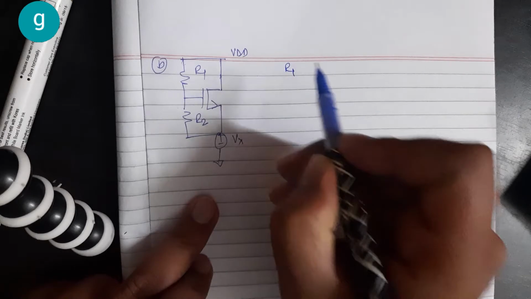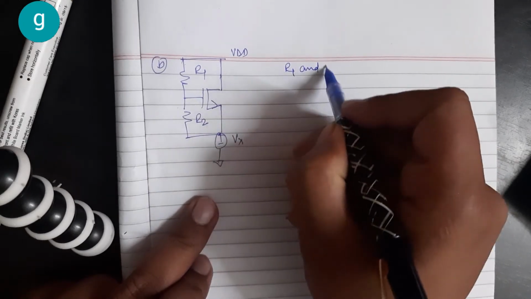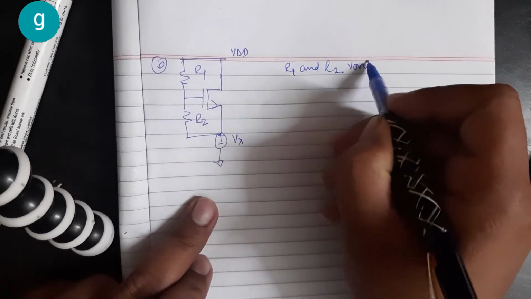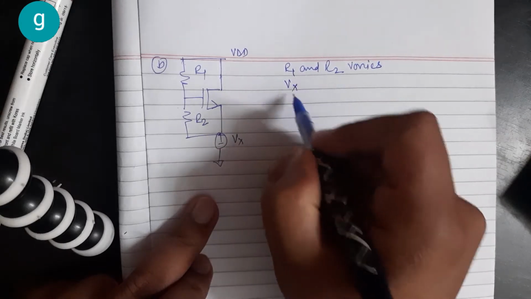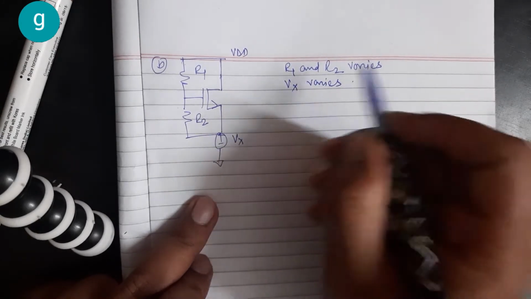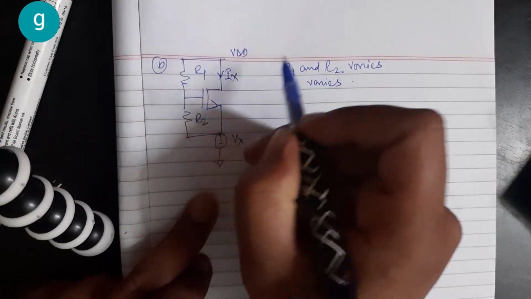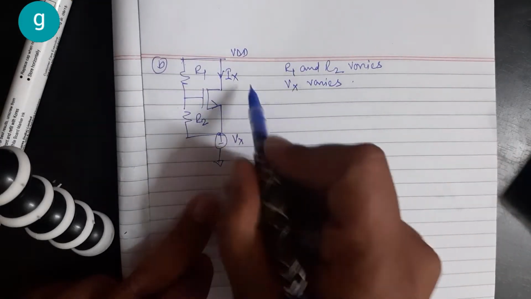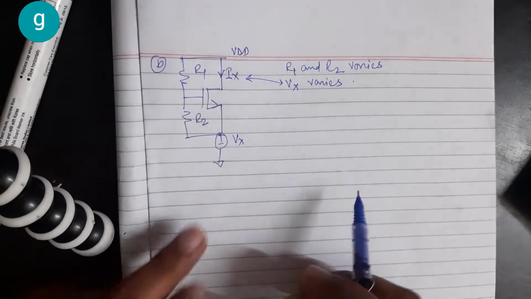One, R1 and R2 varies. Another is Vx varies. We need to find out this drain current with respect to variation in Vx.